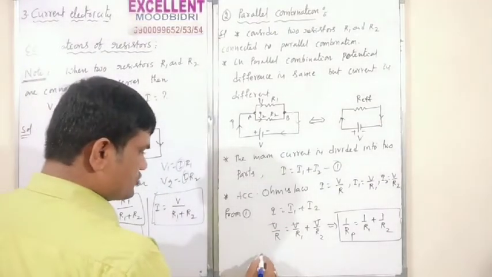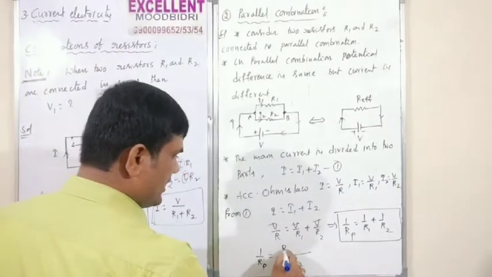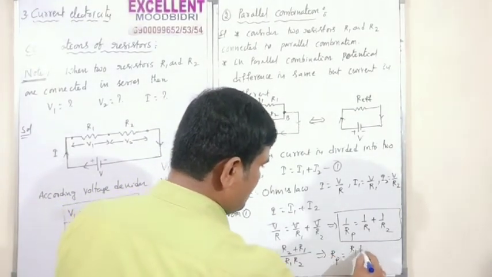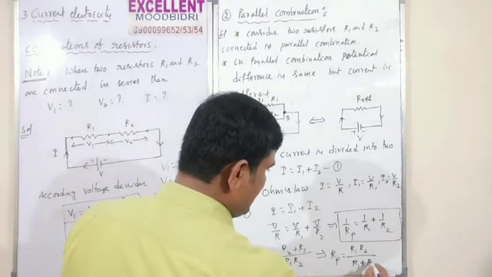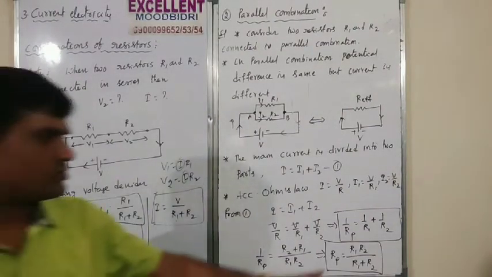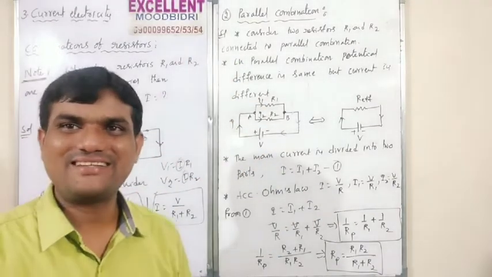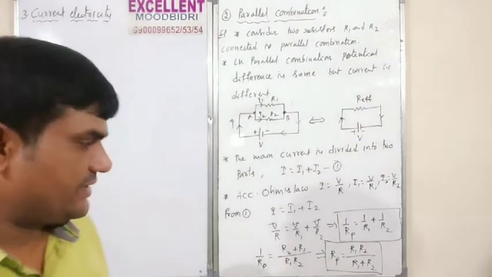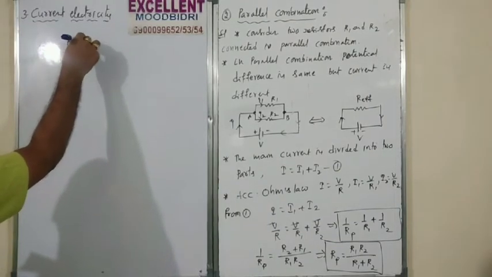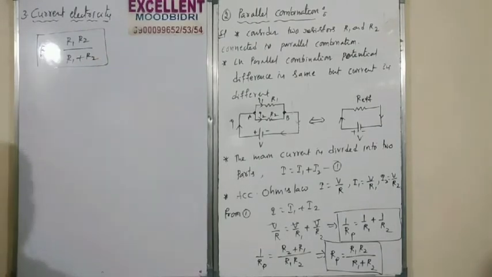So 1 by RP is equal to, taking the LCM, R2 plus R1 over R1 R2. Then RP is equal to R1 R2 divided by R1 plus R2. These are very, very important formulas. You have to remember clearly, RP is equal to R1 R2 divided by R1 plus R2. This is a 5-mark question, a simple question. Okay, next. So RP is equal to R1 R2 divided by R1 plus R2, which is the effective resistance for two resistors.